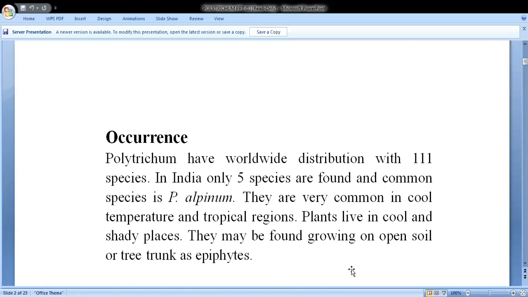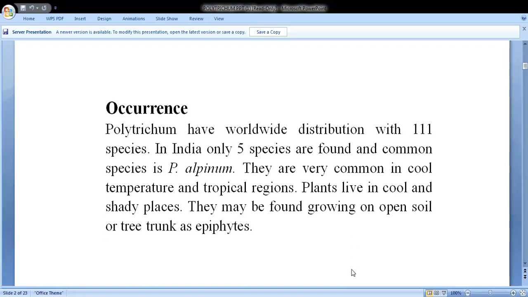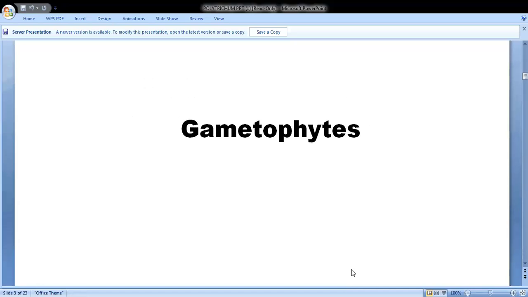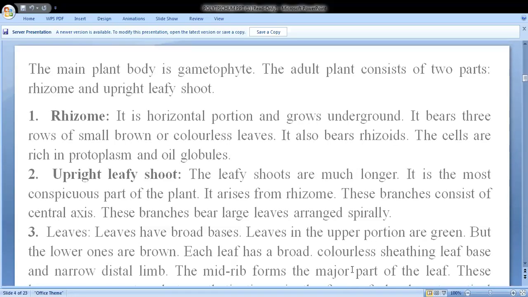Polytrichum alpinum, this is a very common species. Okay. So next, coming to the gametophytic phase, see here. The main plant body is gametophyte. The adult plant consists of 2 parts, rhizome and upright leafy shoot.